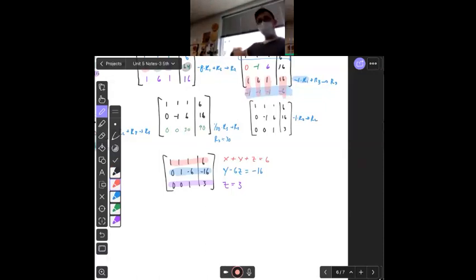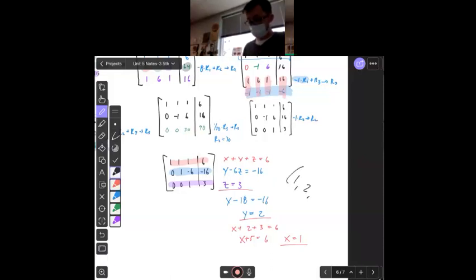So just go from the bottom up, right? We know what z is, so y minus 6 times 3, so y minus 18 equals -16. So adding 18 over, y is 2. And then x plus 2 plus 3, which is z, equals 6. X plus 5 equals 6. X is 1. Just write your answer as an ordered triple. So x is 1, y is 2, z is 3. So 1, 2, 3.